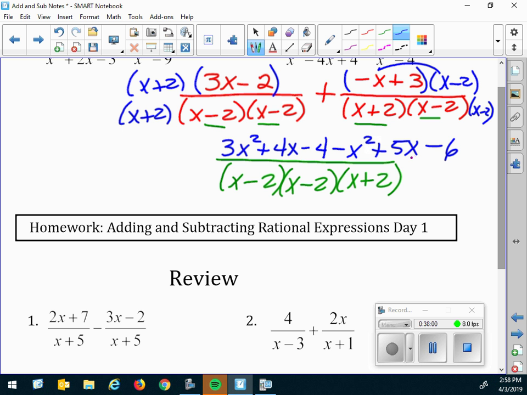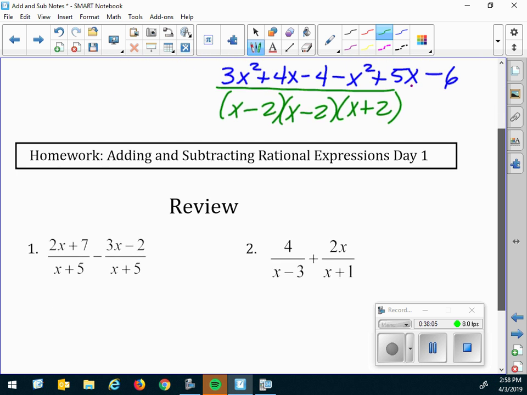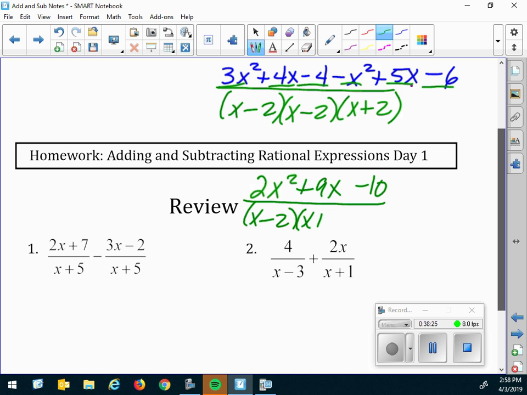That's part of it. That's part of it. What's the x squared part? Here and here I got a 2x squared. Good. Plus 9x. Good. Minus 10. Oh, whoops. There you go.